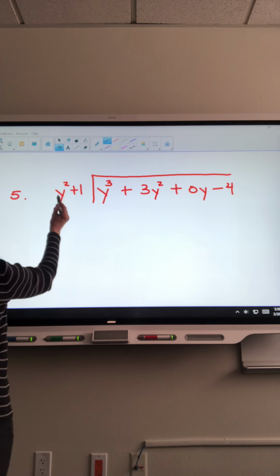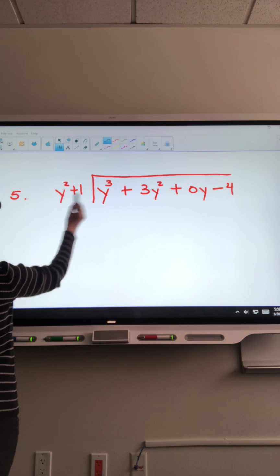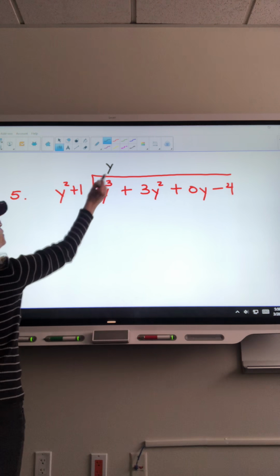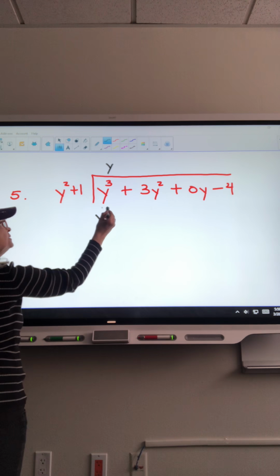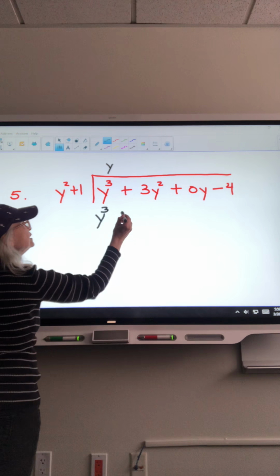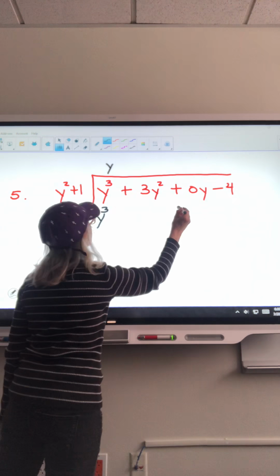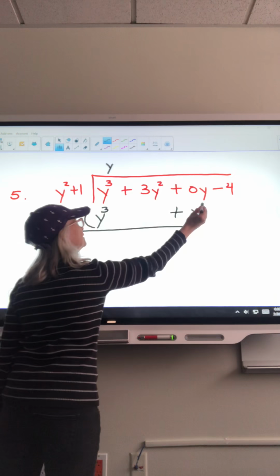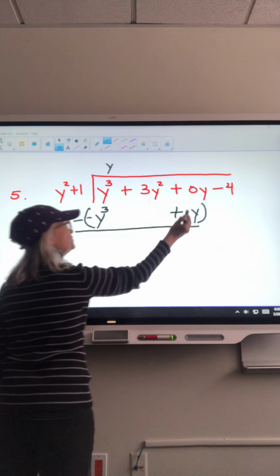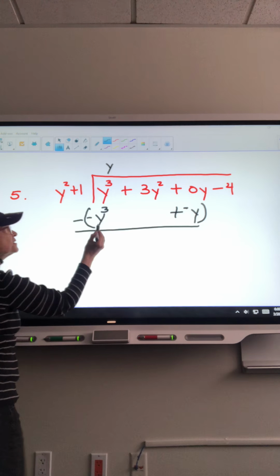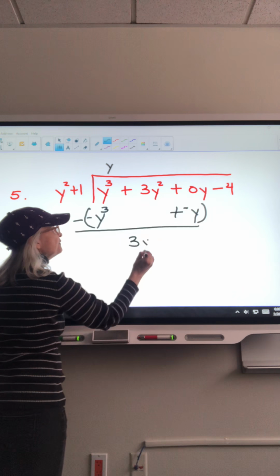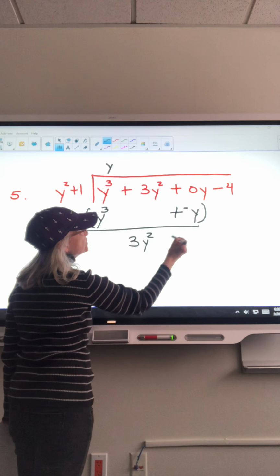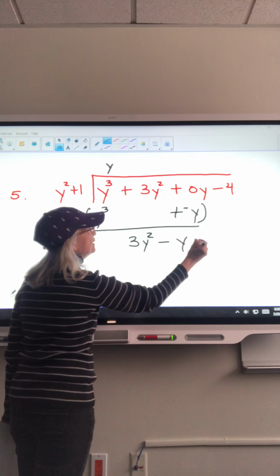Okay. So, what would I need to multiply y squared by to get y cubed? Well, just a y. So then I multiply it. Y times y squared is y cubed. Y times 1 is just y. So I'm going to have to put that way over here. And then I subtract. And I distribute that negative. This cancels out. This is still part of our problem, so we still leave it. And then this would be a negative y and a negative 4.